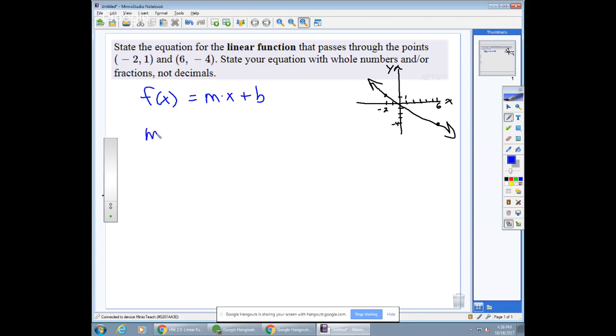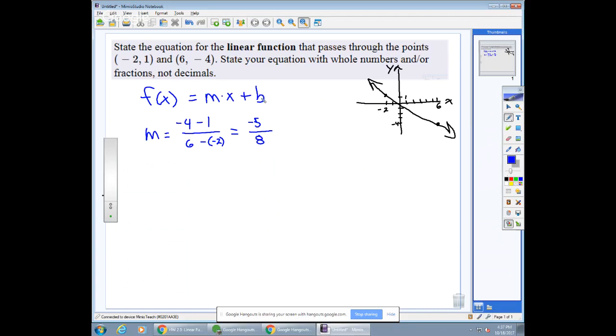So first thing I'll do is find the slope and then the y-intercept. Slope, not too bad. That's our change in y, -4 minus 1, over change in x, 6 minus -2. Important: y's go on the top, x's on the bottom, and the points line up vertically. So that's -5 divided by 6 plus 2, which is 8. So I have a slope of -5/8.